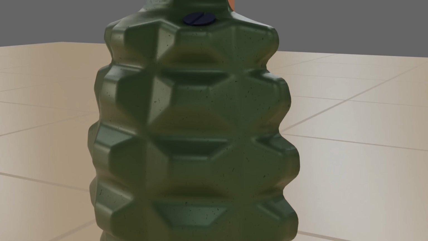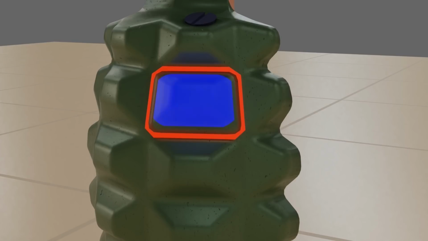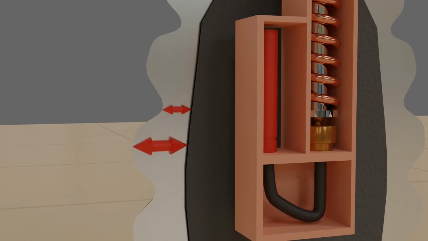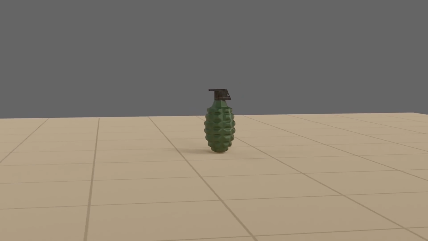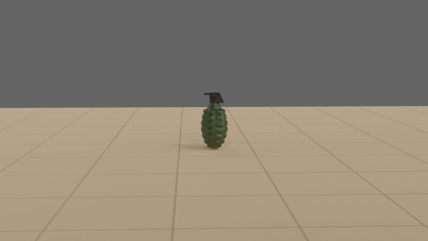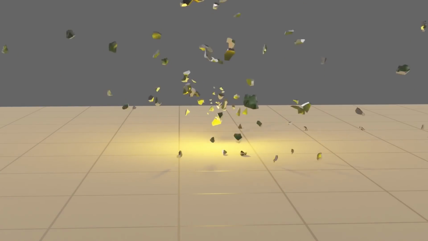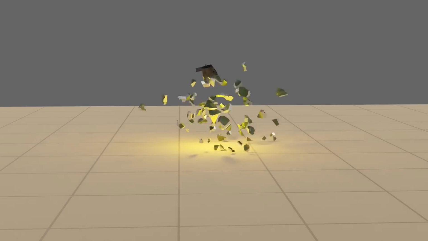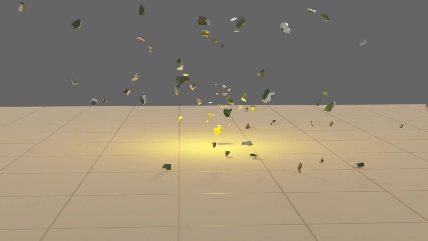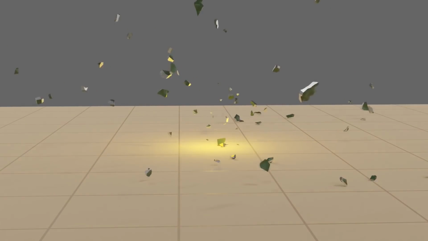The shell has several grooves and bumps. Since the grooves are thinner than the bumps, cracks are more likely to occur at the grooves. The shell splits into several small pieces called fragments, and these fragments are thrown away with high velocity. These fragments move like a bullet fired from a gun and hit the enemies.